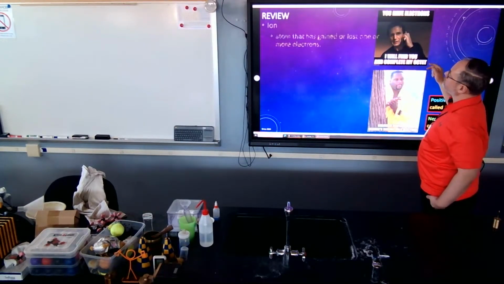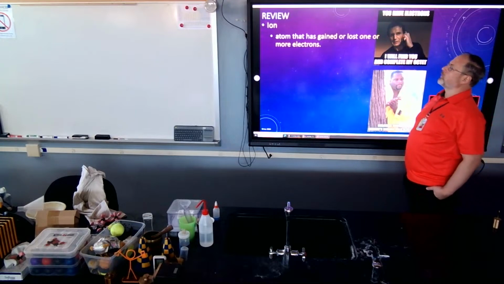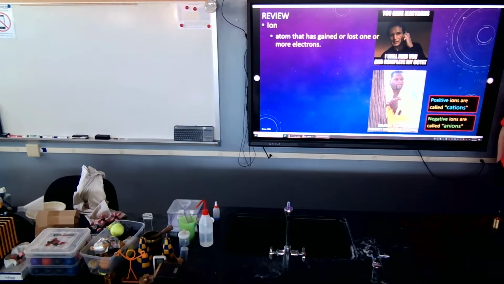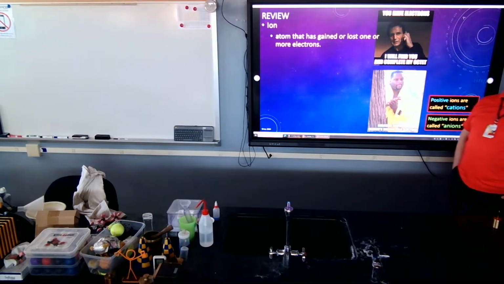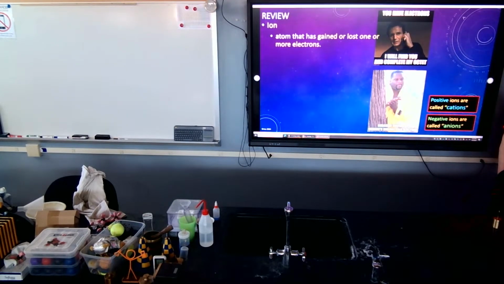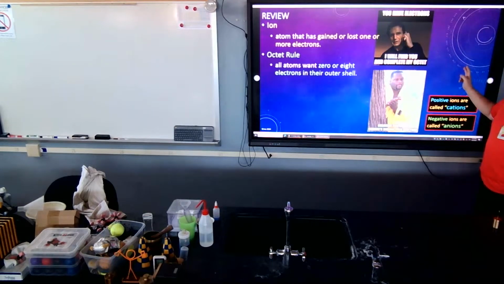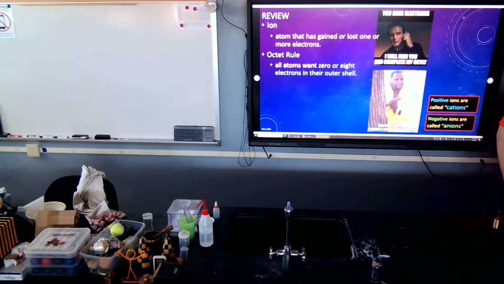Here we go. So, quick review. Very quick review. Remember, an ion is an element that has gained or lost electrons. If it has lost an electron, we call it a cation. If it has gained an electron, we call it an anion. And we also remember that cations are always smaller than their neutral atom, and anions are always bigger. The octet rule tells us that all atoms want 8 or 0 electrons in their outer shell. Another way to think of this is all atoms want to be isoelectronic with the noble gases.